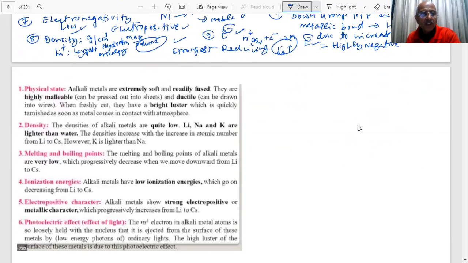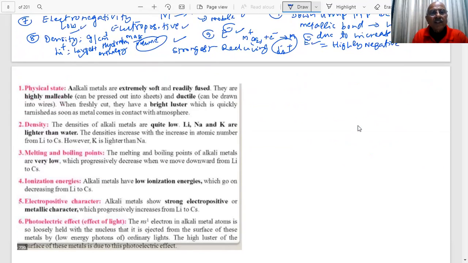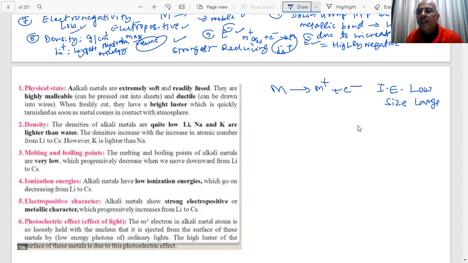Therefore, students, I can say that alkali metals are extremely soft and readily fused. They are highly malleable, ductile, and can be cut into sheets because they easily lose electrons. Their ionization energy is low, size is large, and after losing the electron they get the noble gas configuration. Due to these free electrons, they are ductile, have metallic luster, are soft, and have low melting points and low boiling points.